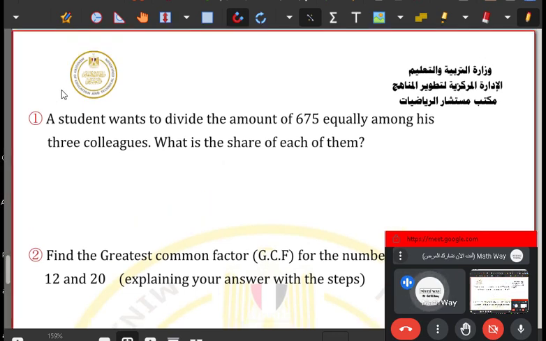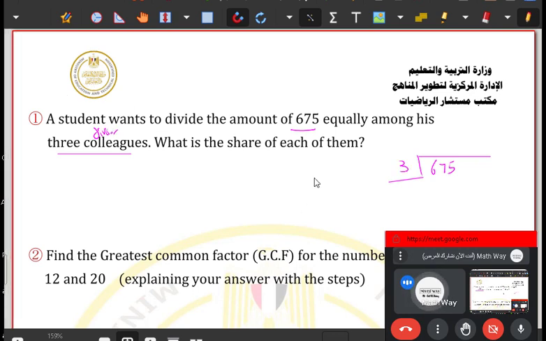A student wants to divide the amount of 675 equally among his 3 colleagues. What is the share of each of them? So here it's division. Let's do it with the standard algorithm. I will put the biggest number, the dividend, inside, and where is the divisor? He said equally among his 3 colleagues, so this is the divisor. The divisor is 3. Okay, so we will divide by 3.